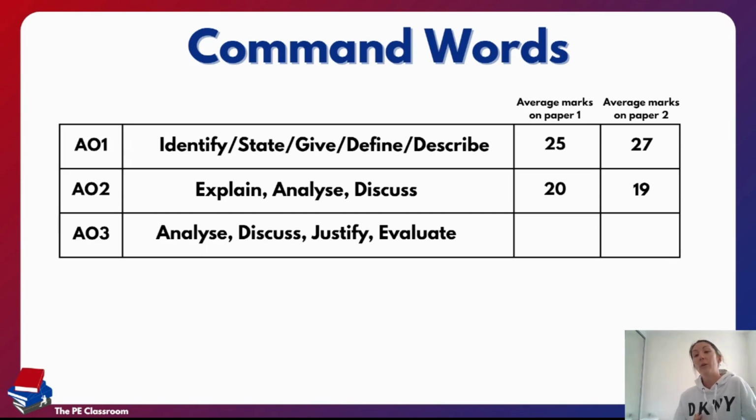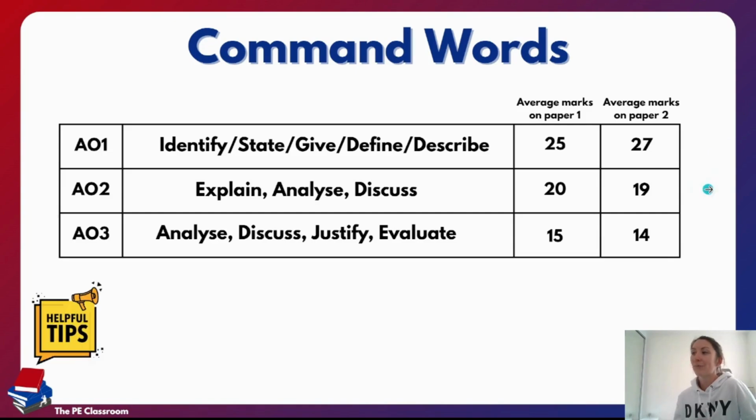AO3 questions, you are looking for the words analyse, discuss, justify or evaluate. So again, if on the paper you see any of these command words, you know that you need to break it down even further and provide a lot more in-depth analysis to do with the question. Again, approximately 15 marks on your paper 1 and 14 marks approximately on your paper 2. So a smaller amount of what the paper is, but again, if you can get some marks on that, then again you do quite well.